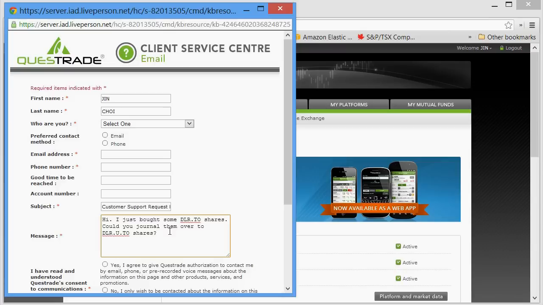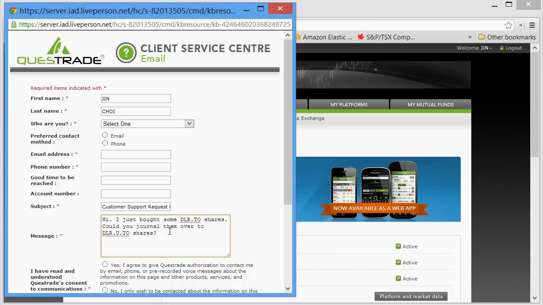So DLR.U.TO is the same ETF as DLR.TO. It's just that DLR.U.TO shares are denominated in US dollars, whereas DLR.TO are denominated in Canadian dollars. So we're just translating something that's in Canadian dollars into the same thing that's in US dollars. So once Questrade takes that request, it's going to take around 2 or 3 days before the journaling is complete.